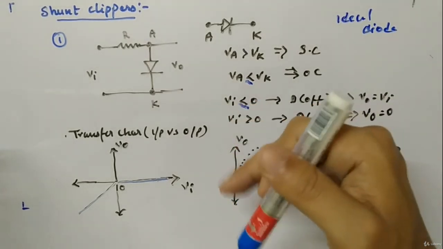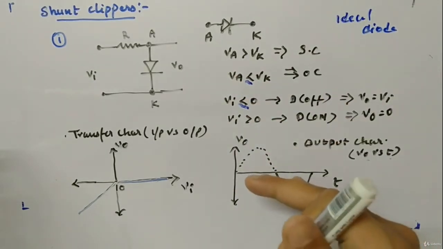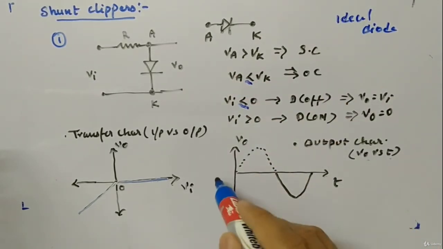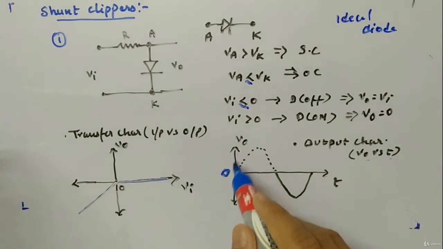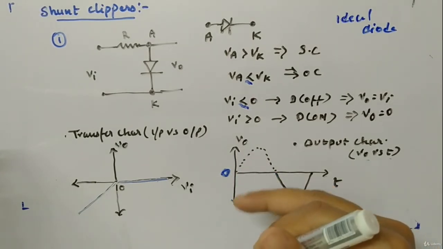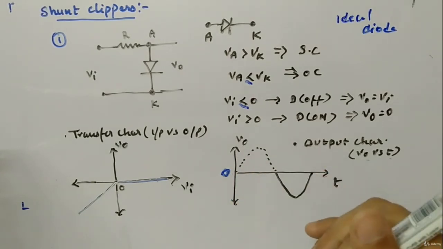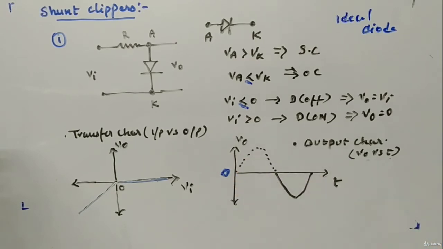So it will clip the upper part and it will pass the lower part of 0. Okay, so above V0 equal to 0, everything will be clipped. Below V0 equal to 0, everything will be passed. Okay, this is the output characteristic. This is the transfer characteristic.